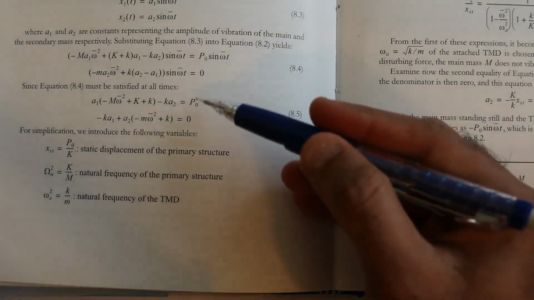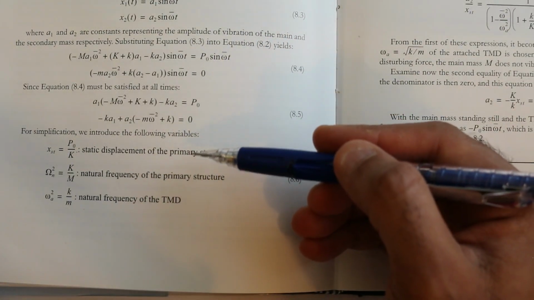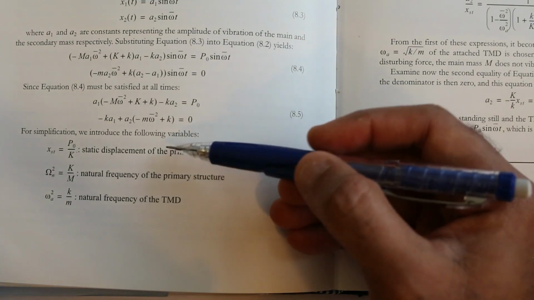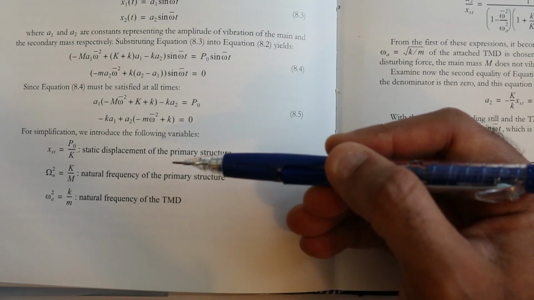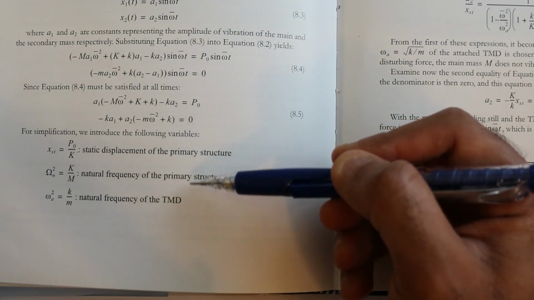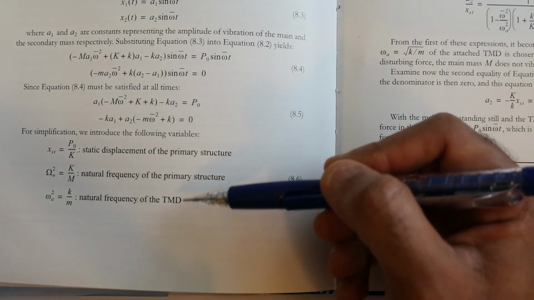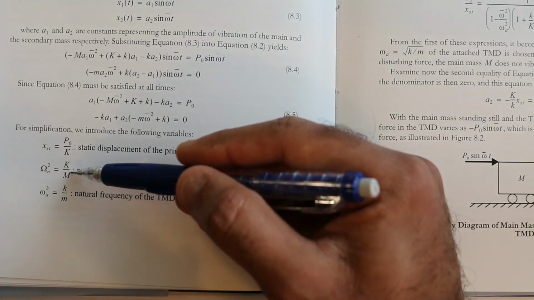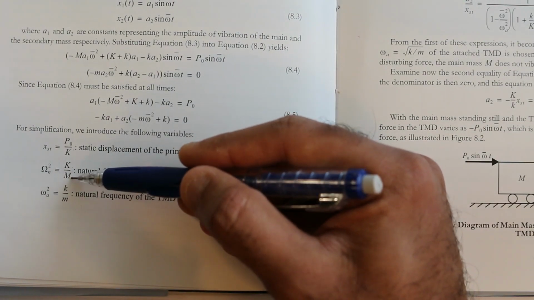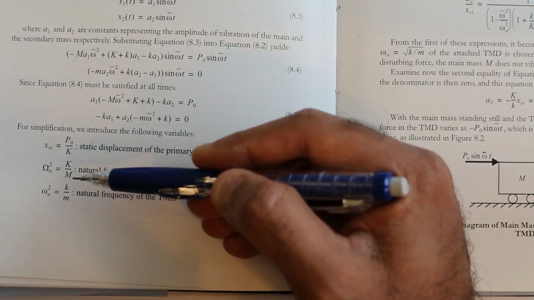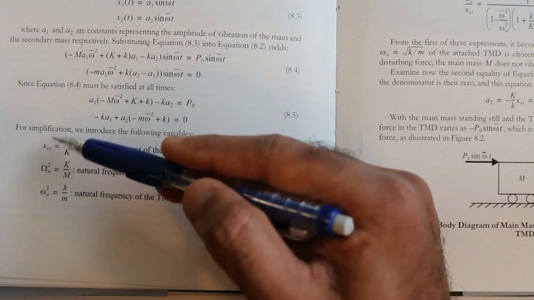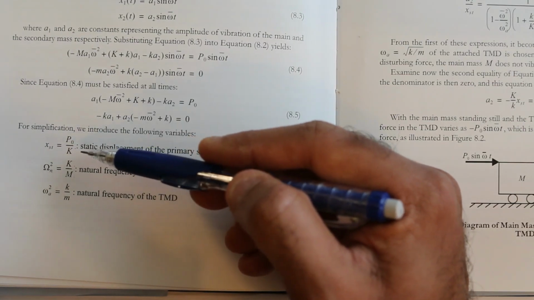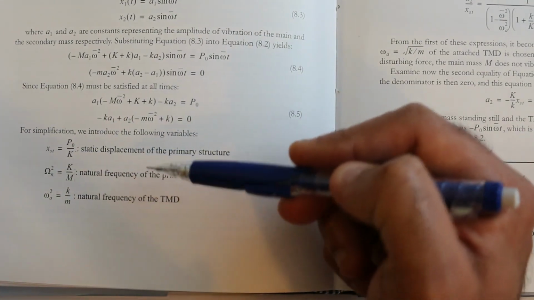So these are the exact two equations, and what we'll be looking at is we want to make it simpler in terms of just frequency, natural frequency of the primary structure and natural frequency of the TMD. So we are just doing that by replacing the ratio of capital K over capital M with capital omega and small k over small m with a small omega, and xst is equal to P naught over K. You can consider it as a static displacement.